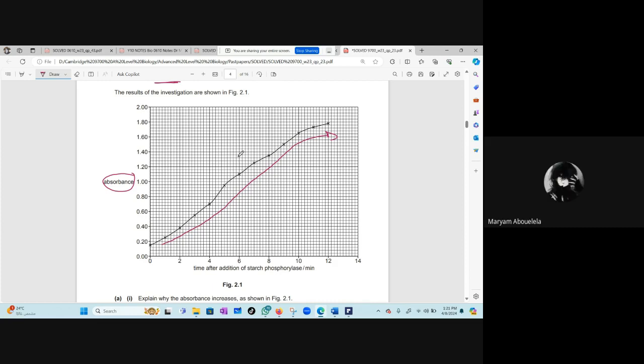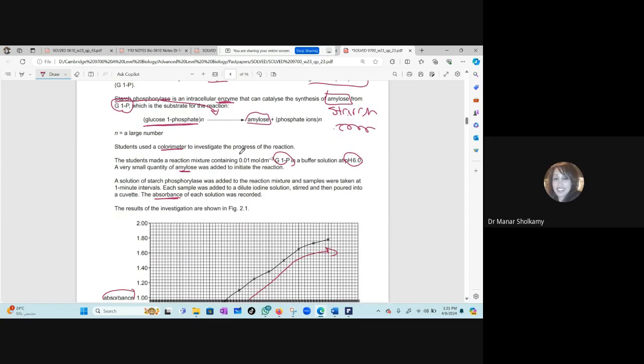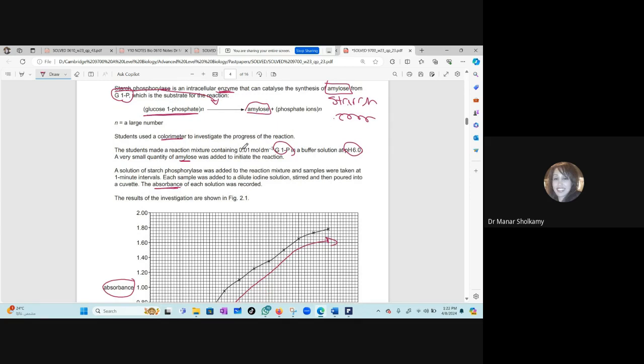Amylose. Very good, which is starch. Okay, it's a very simple experiment, by the way, but they have to confuse you. This is their job. They are simply telling you that we have glucose, and this glucose is converted into starch. It is as simple as that, with the help of an enzyme. And the more starch is produced, the darker the color and the more the absorbency.